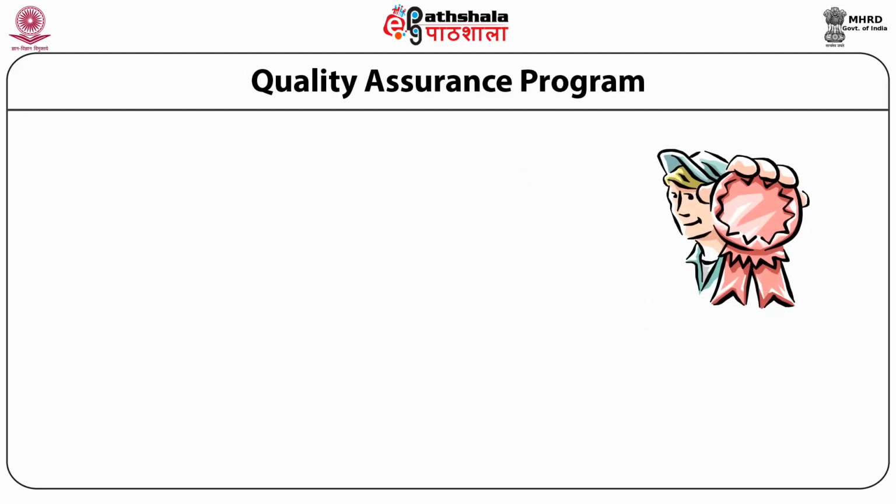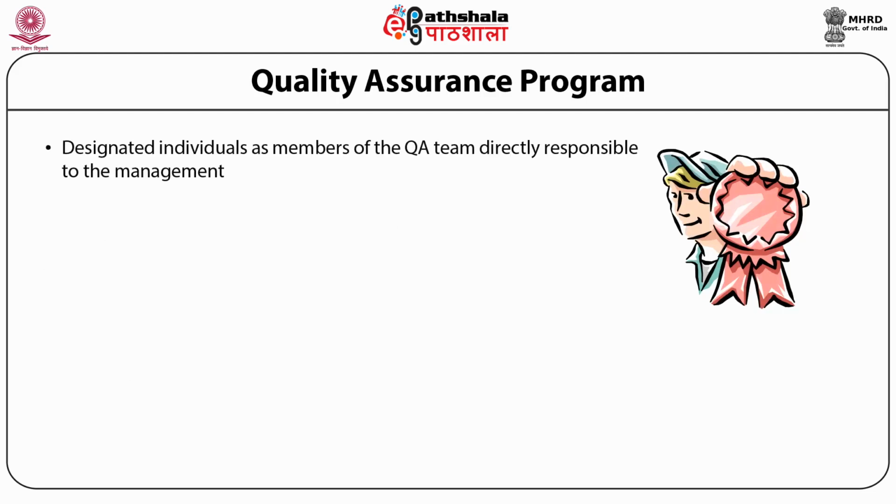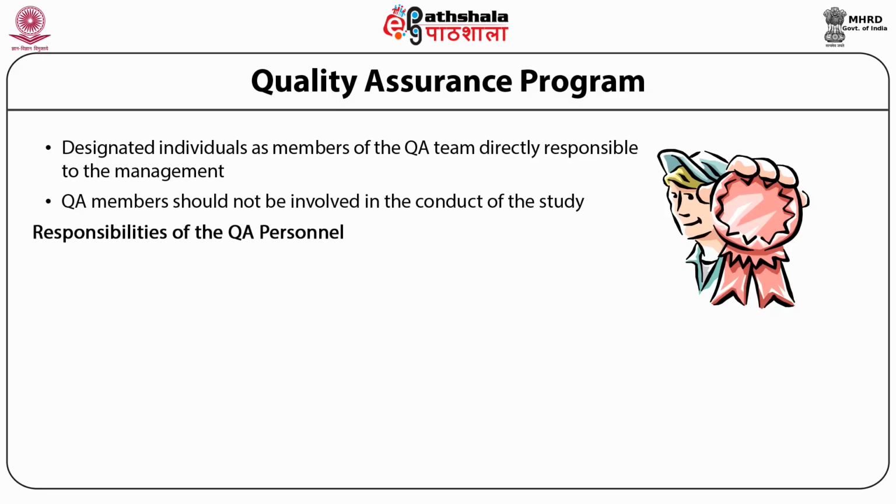The second principle of GLP is the quality assurance program. In this program, designated individuals are members of the quality assessment team. They are directly responsible to the management. QA members should not be involved in the conduct of the study, as they are only for the quality assessment. What are the other responsibilities of the quality assessment personnel?